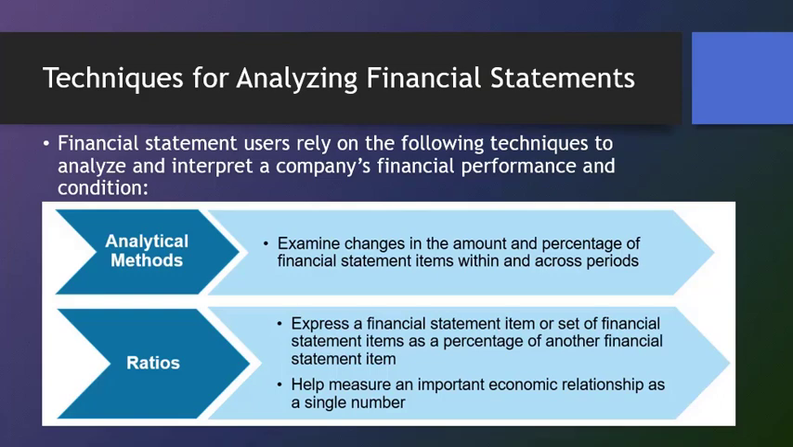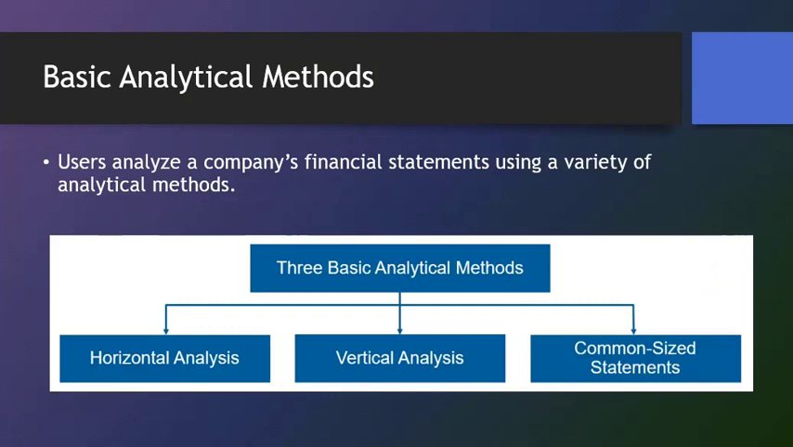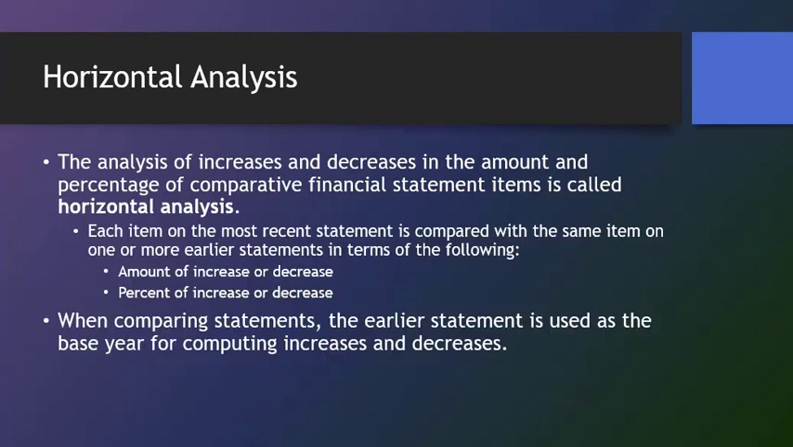Okay, so we're going to talk about some analytical methods, and we're also going to talk about some financial statement ratios. And ratios really focus on the relationship between certain items on the financial statements. So let's dig in. All right. So the basic analytical methods that we're going to be starting with are going to be horizontal analysis, vertical analysis, and common-sized statements. And you'll learn vertical analysis and common-sized statements are very, very closely related. But let's start by talking about horizontal analysis.